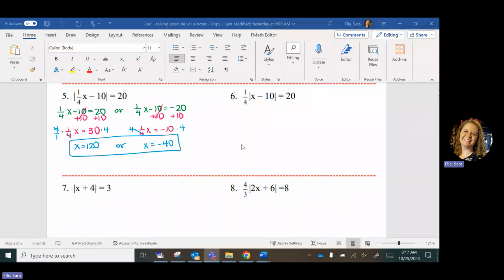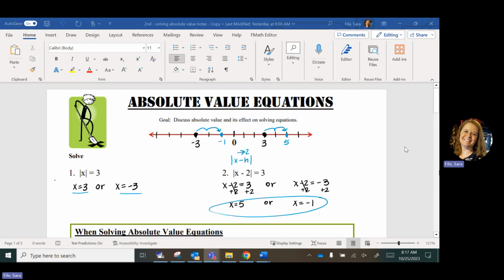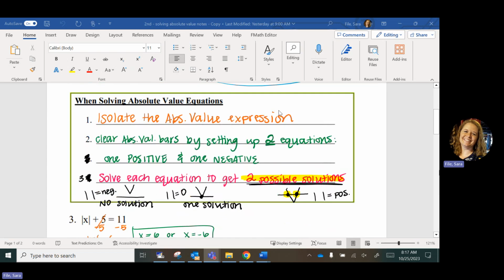Here we go, finishing up yesterday's notes. We stopped at number 5 yesterday. And again, I just was going to reiterate now that I'm recording, I know I said this already to y'all. We talked about our 3-step process.